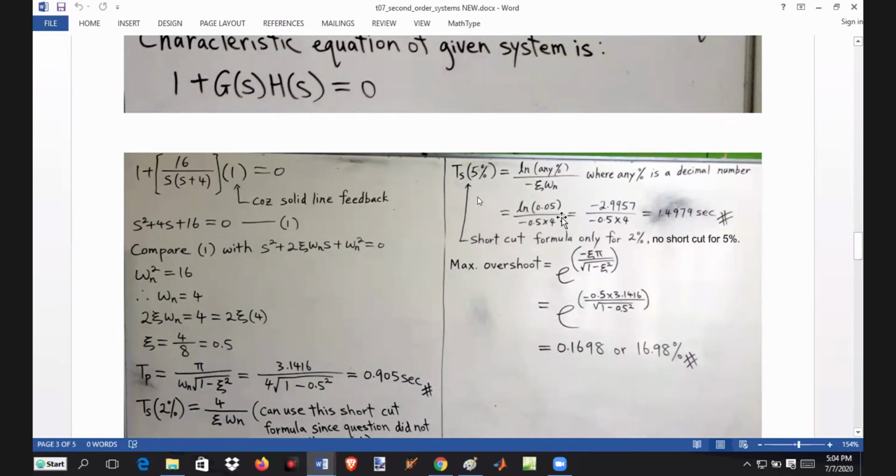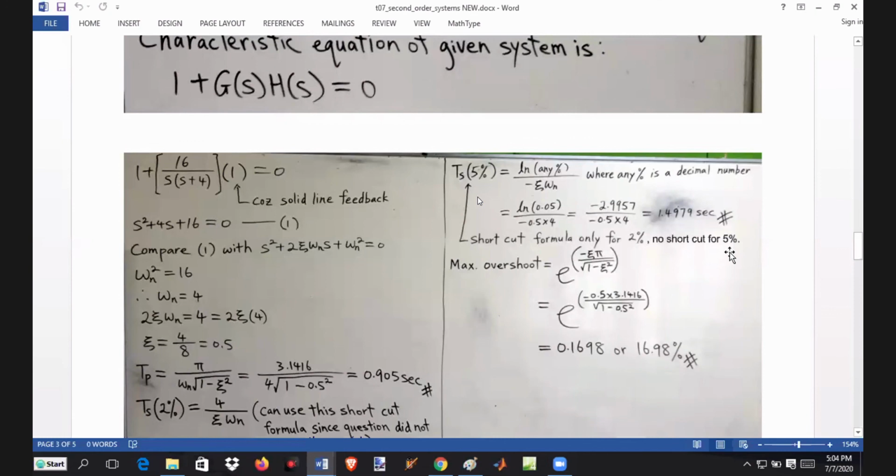So natural log 0.05 comes out to be negative. The bottom is minus zeta omega n, like that, 0.5 times 4. So your answer is still positive. That is correct. If you get a negative second in your calculation, it is wrong. You can never get a negative time. Now the natural log of 0.05 is minus 2.997, per second. I put in here the shortcut formula only for 2%. No shortcut for 5%. 3% also doesn't have one, only for 2%.